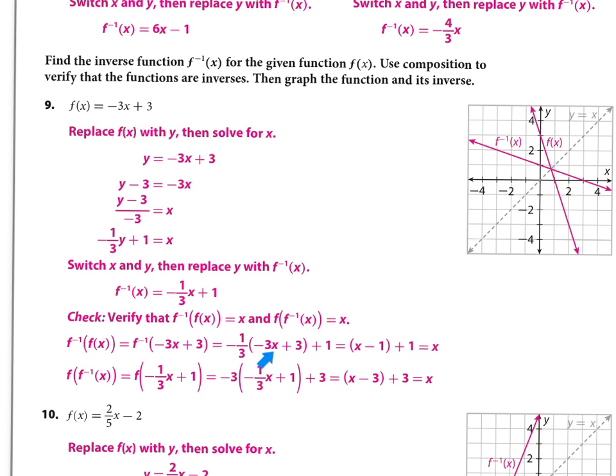We're putting this in. We simplify, so we do distributive here. We end up with x minus 1 plus 1. The ones cancel. We end up with x, which is what should happen. Same thing here, except we switch.